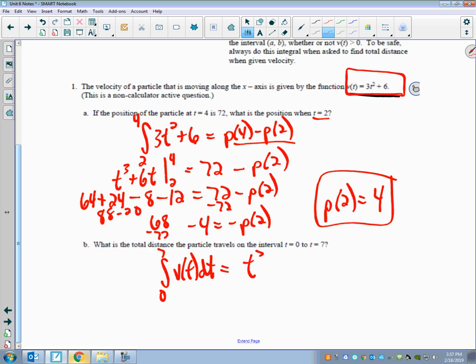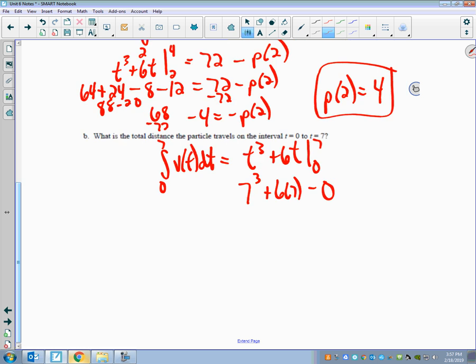And so I know that it's t cubed plus 6t as my antiderivative from 0 to 7. And so that's going to be 7 to the third plus 6 times 7 minus 0. I'm not going to say 0 to the third plus 6 times 0 because I know that it's all 0. And if this was really without a calculator, I would just leave my answer like that instead of working out 7 to the third. But I used my calculator and got 385 because it didn't change directions.